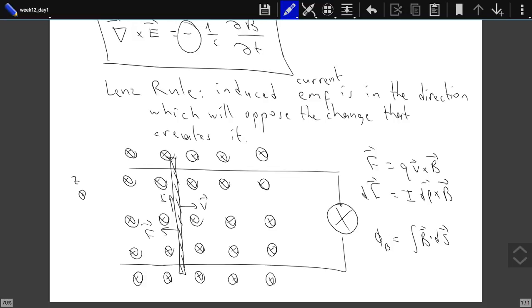With time, B doesn't change. What happens to area as the rod is moving? Area decreases. So the flux is positive, and its magnitude is decreasing. So the current should be such that it will try to increase the flux. So the reason why we have a current is the reduction of the flux passing through my circuit. So the current should be such that it should increase the flux. Well, the current is creating an additional B field. That is how it can increase the flux.